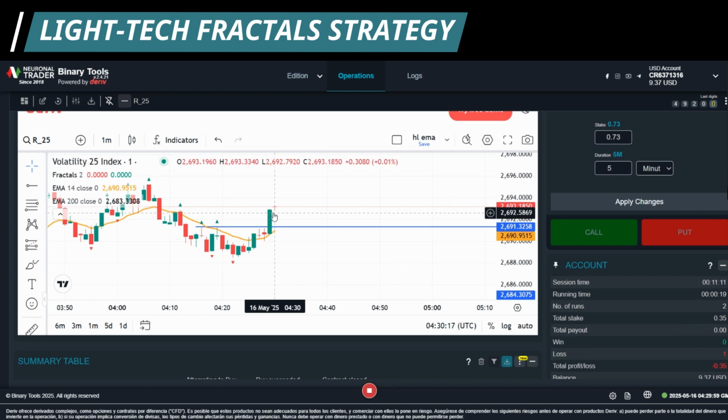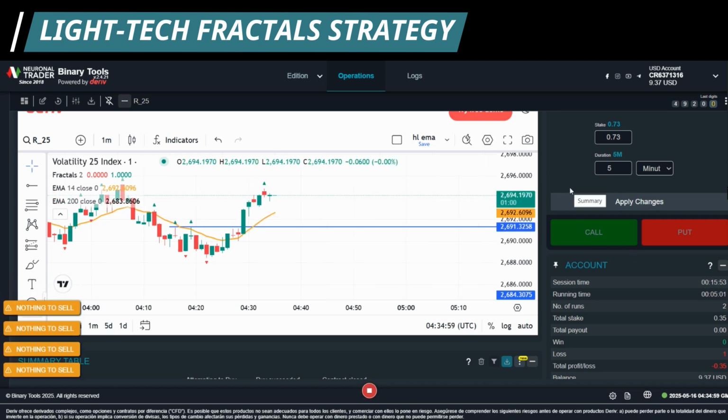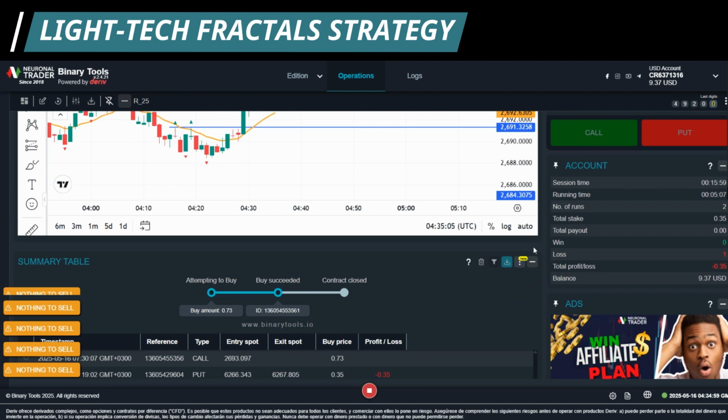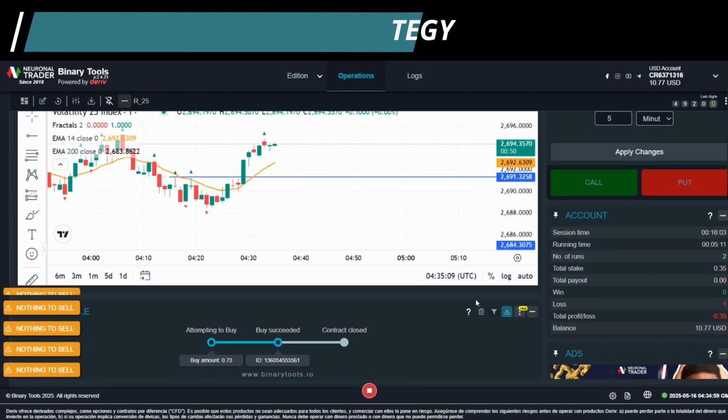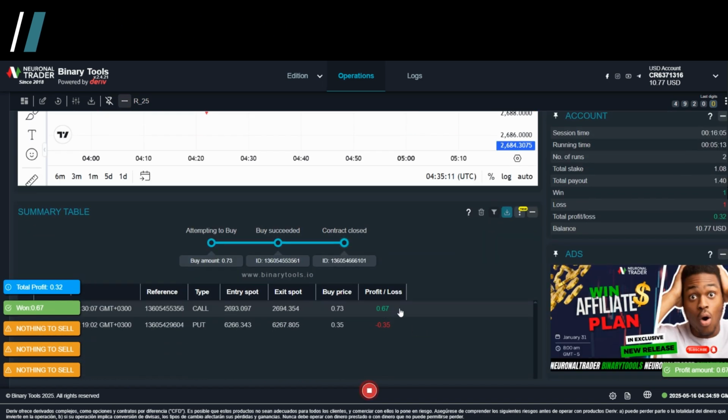And the entry is already there here. We have opened an entry for a call option. So let's see the result. Okay, as you can see, this would be a profit trade, and we'll be able to recover our losses here. As you can see, we have recovered, and here is a win.